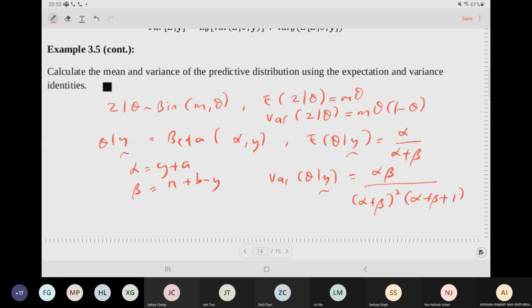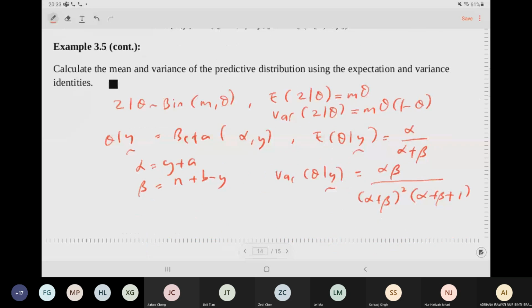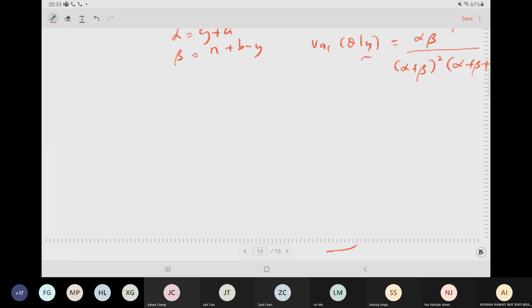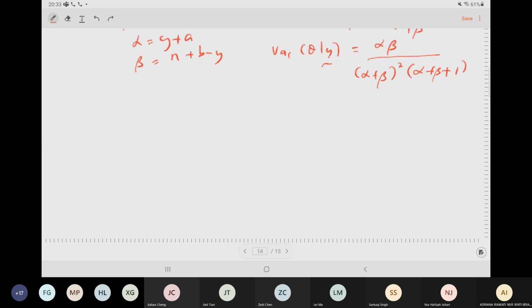Okay, so then using this, you need to use this identity here, the conditional identities. Okay, first the mean is usually easier. Then you have the variance, which is harder. Okay, wait, I need to move it. Okay, right. So the mean, the predictive mean. Okay, then you have the y. Let me write first.